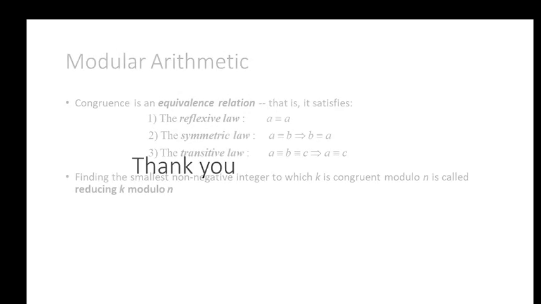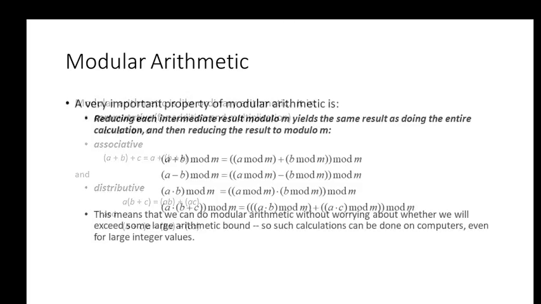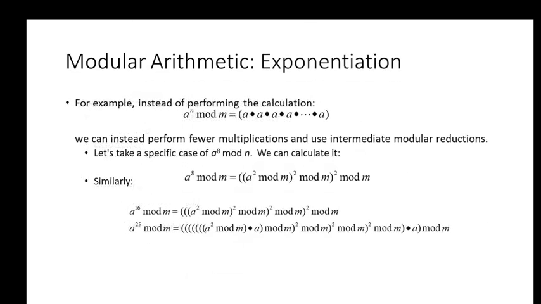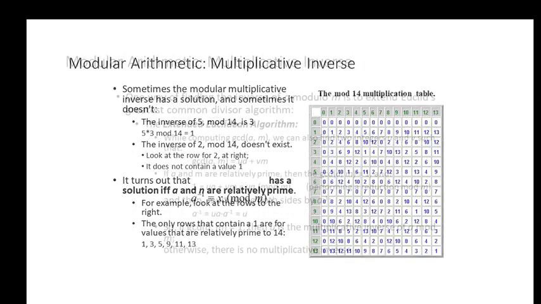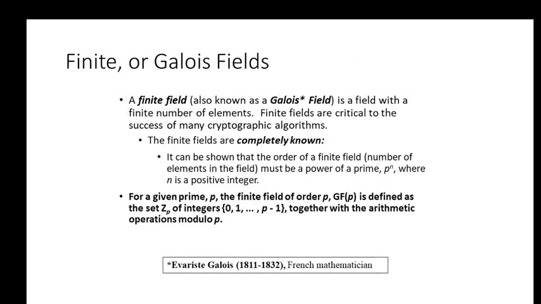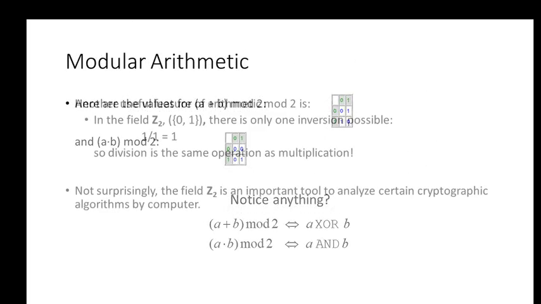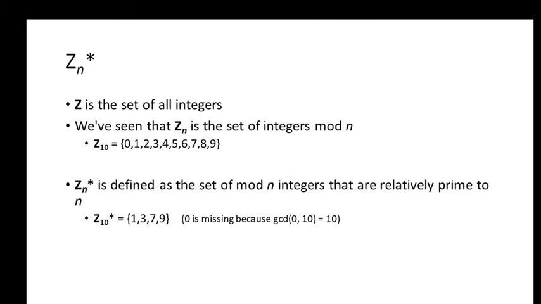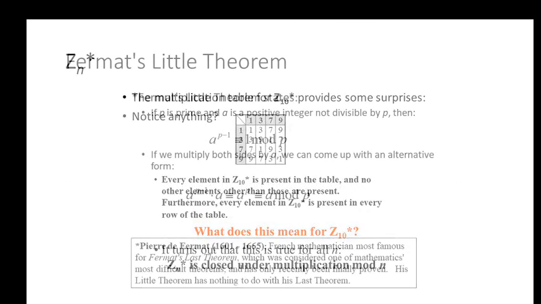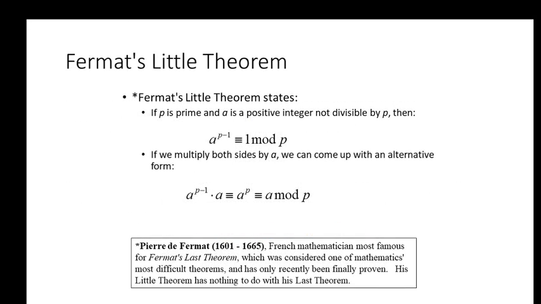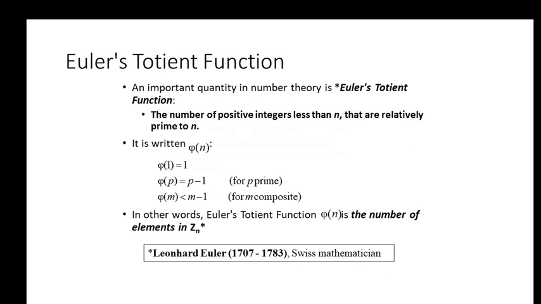This is about this session. In this session we discussed modular arithmetic, exponentiation, multiplicative inverse, the finite fields, Zn star, Fermat's little theorem, and Euler's totient function. That is all for this session. Thank you.